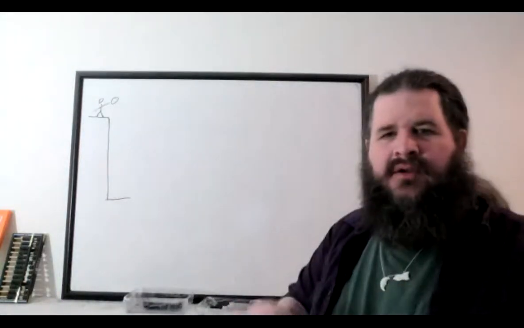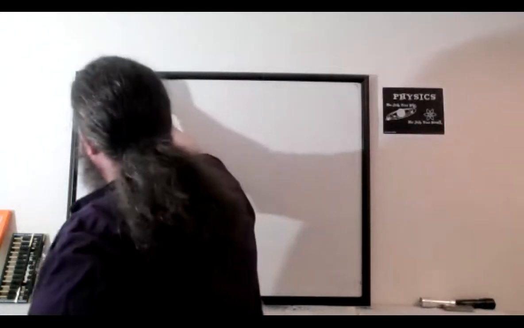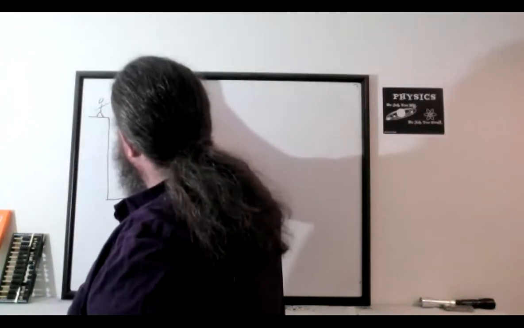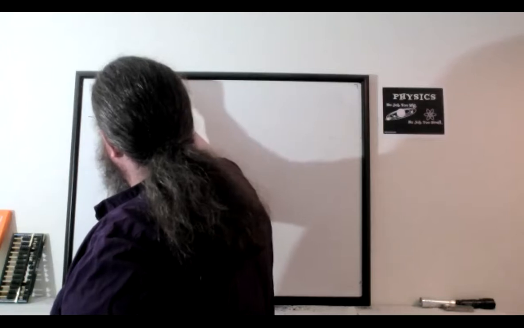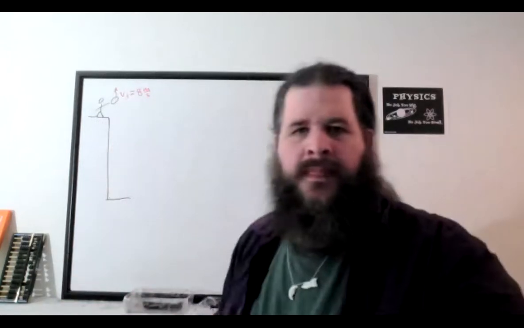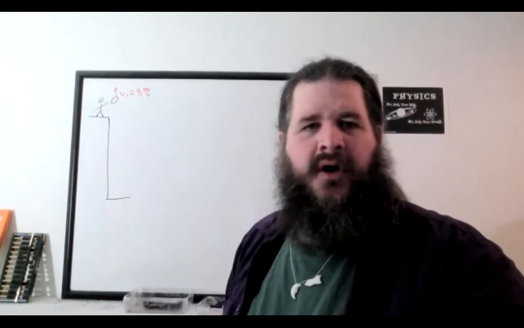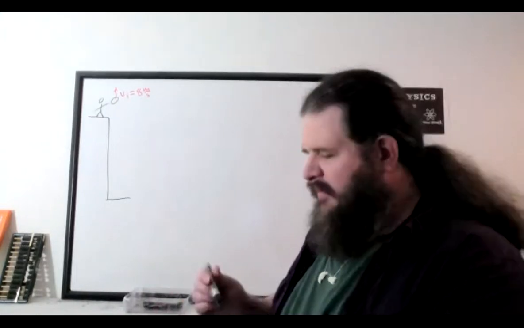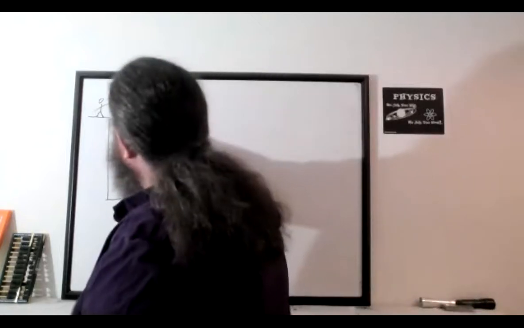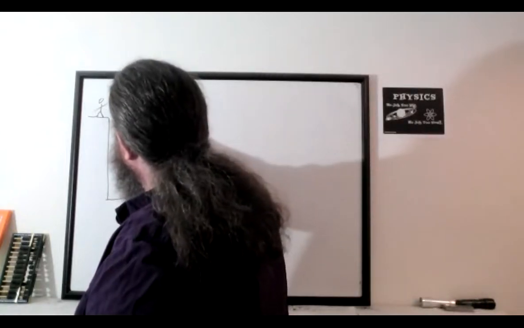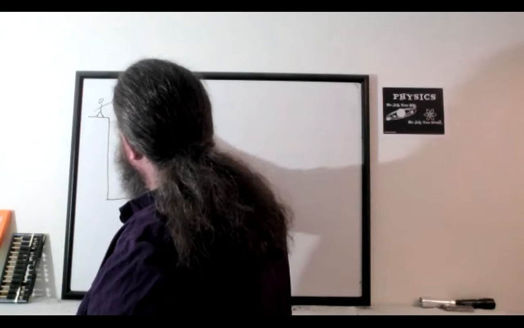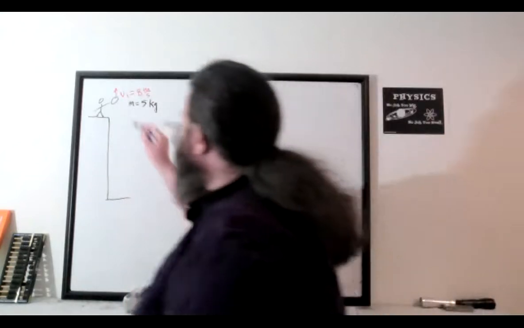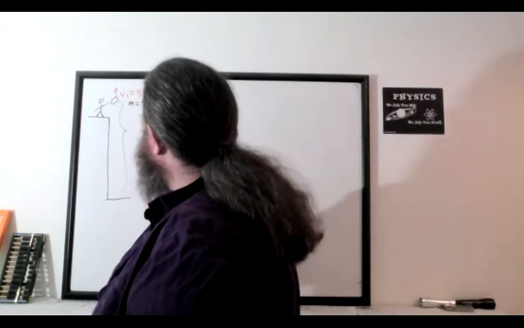So you have this object and you throw it at a speed of, let's say, 8 meters per second. And of course, we'll also need to know information about, for instance, the mass of the object and the height of the building. So let's say the object has mass 5 kilograms, and let's say its starting height is 20 meters.